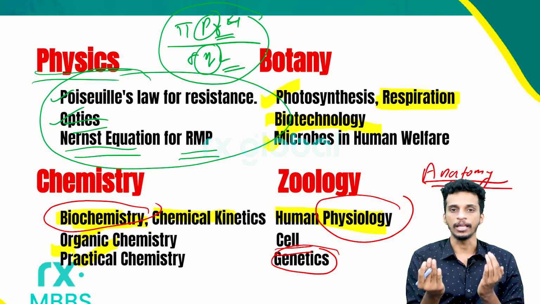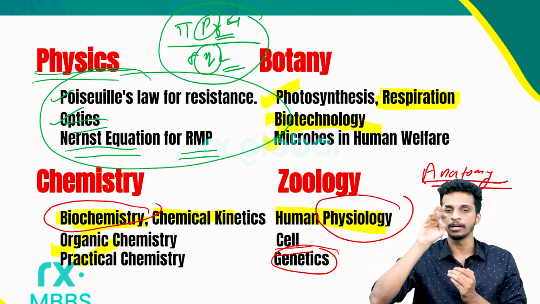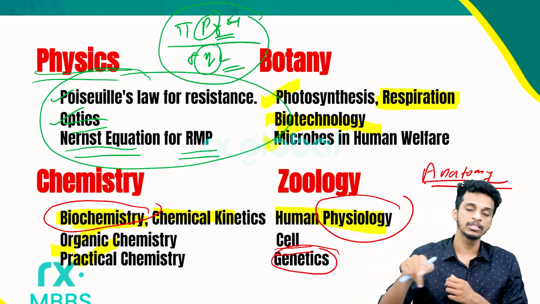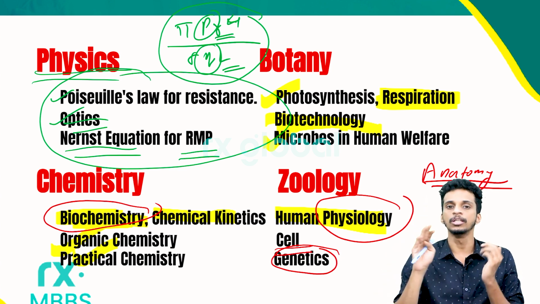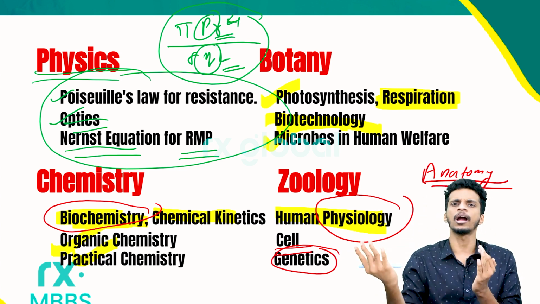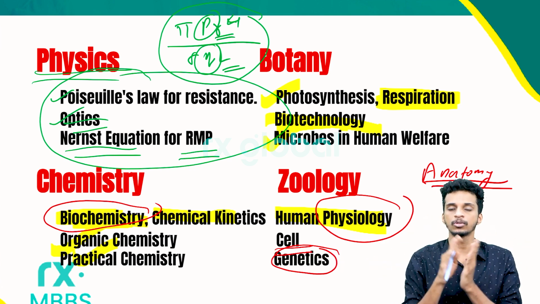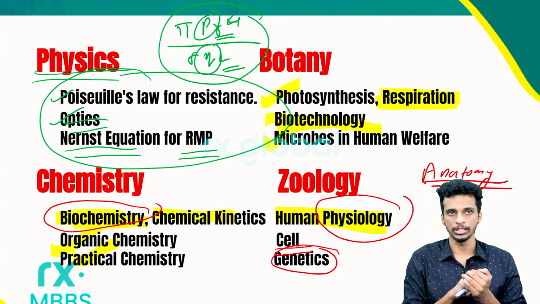So genetics, again, it's a separate chapter. Genetics, it's a separate unit. You will be learning genetics mainly in two subjects. One is biochemistry, and the second one is pathology, which you will learn in the second year. A part of genetics comes in each and every one of your subjects, but mainly genetics is going to be there in two subjects: first your biochemistry and second your pathology.